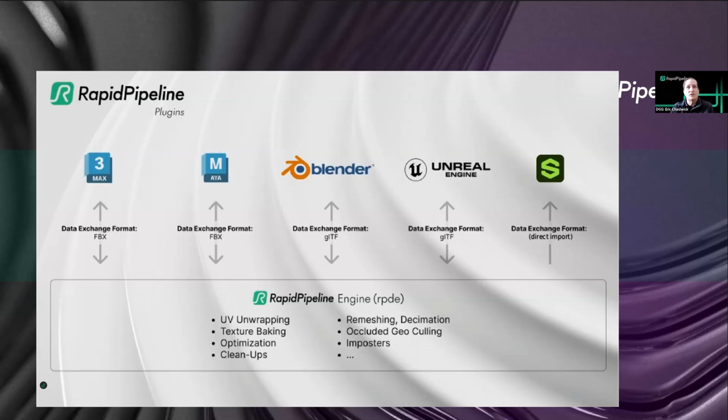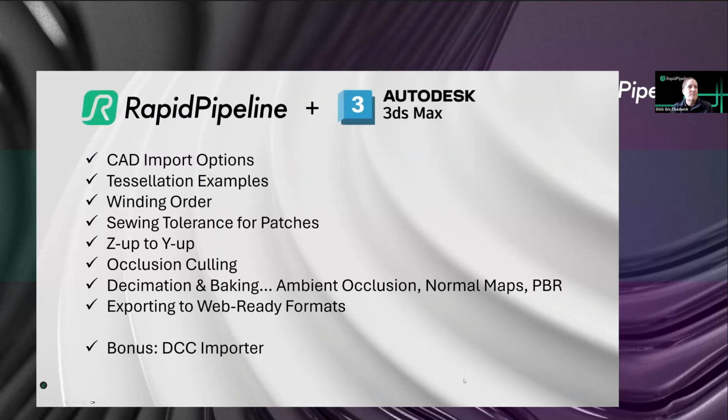Each tool uses its own data exchange format that's best for it. In Max and Maya, that's FBX right now. In Blender, it's glTF, and Unreal as well. Substance is a special case where we're directly importing into Substance, where you can then start to paint and manipulate your model. They all talk to the back end, but that's how the structure of the plugins works.